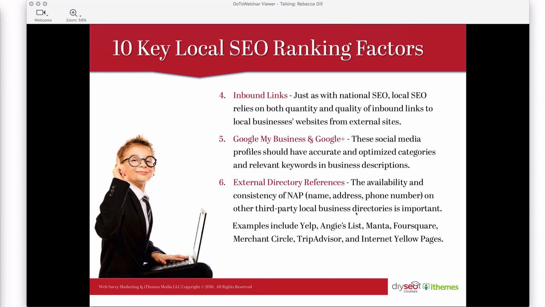Just like national SEO, inbound links, I have number 4, just as important. It's both the quantity and the quality of inbound links. And for you with local SEO, it's important to also have some local inbound links. I sponsor the local baseball teams, not just because my son's on the team and he thinks it's really cool to wear the Web Savvy logo, but I do it because it also helps bring in links to the website from local area websites. Helps with my ranking for SEO, helps with exposure.